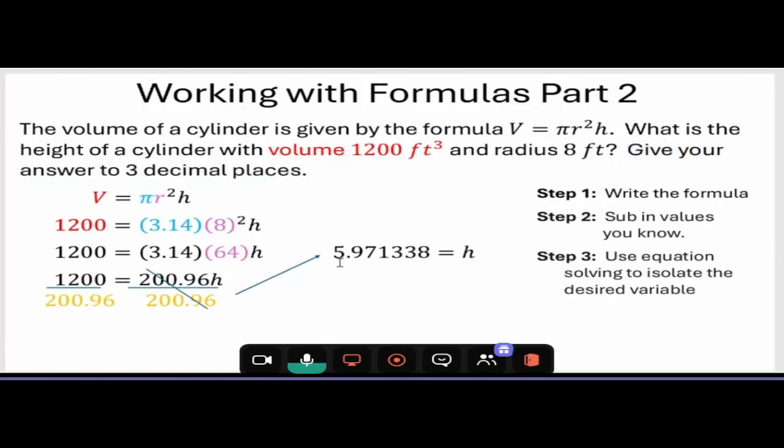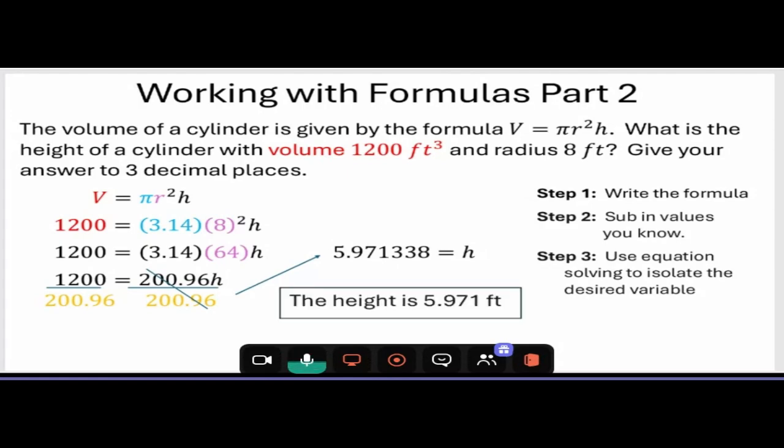Okay, 5.971 is the 3 decimal places, or they could have said the nearest thousandth. Look at the next digit. It's smaller than 5, so that 1 stays a 1. The height is 5.971 feet. So again, maybe some kind of storage container for some kind of liquid, probably.